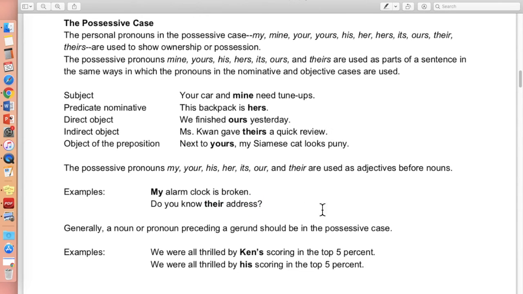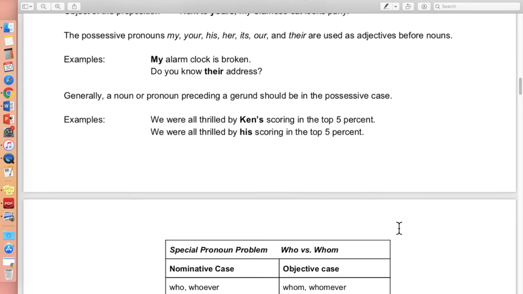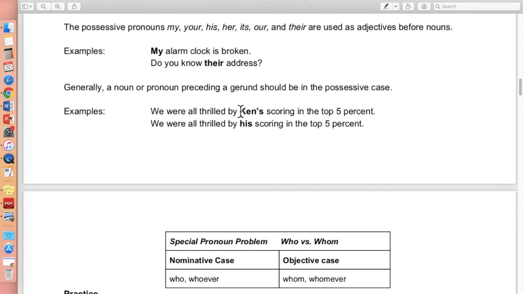Generally, a noun or pronoun preceding a gerund should be in possessive case. We love a gerund. We are all thrilled by Ken's scoring in the top 5%. Scoring is the gerund. It's describing who's scoring, right? Ken's scoring. And we change it to his whenever we replace that noun with a pronoun.